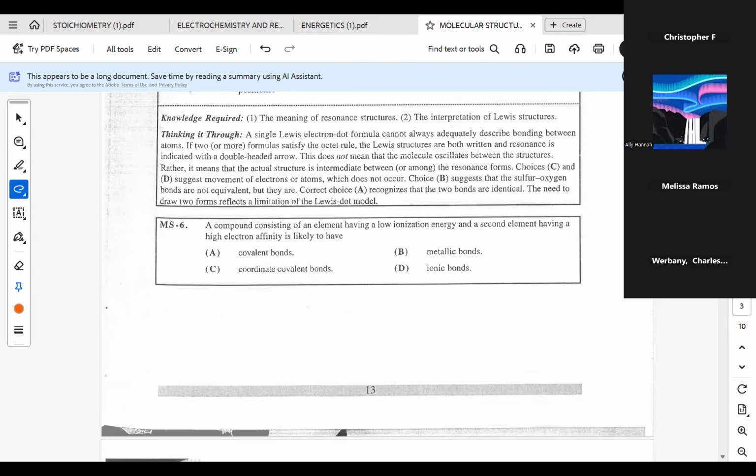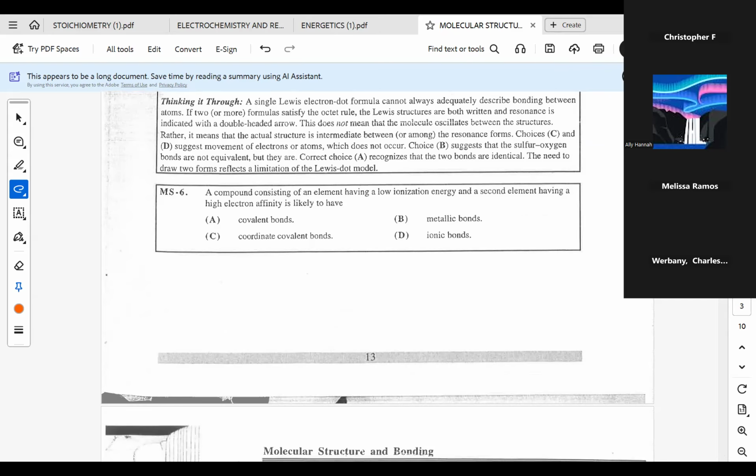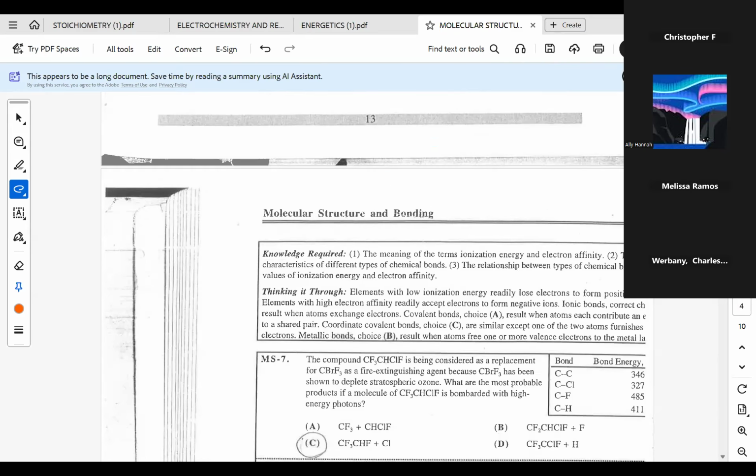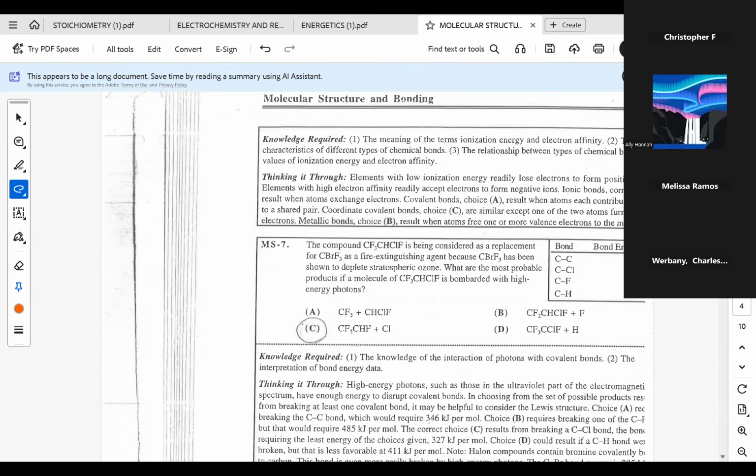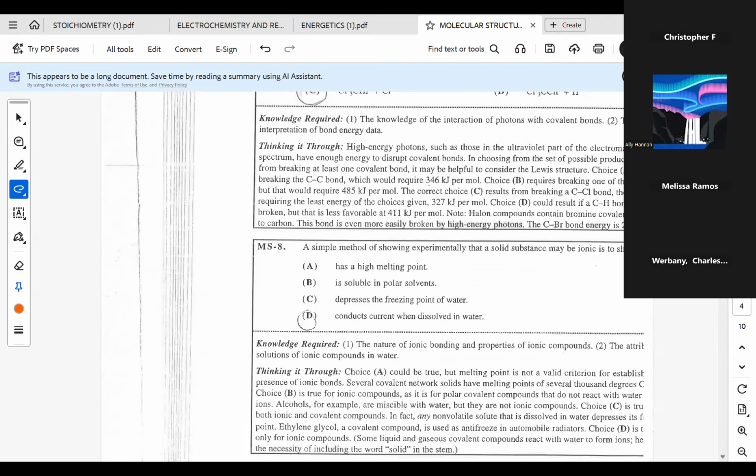Let's see. So know the trends just in general, what ionization energy is, what electron affinity is. So just know the general trends. Again, you'll be provided with a periodic table. Let's see here. What else do I want to tell you quickly?